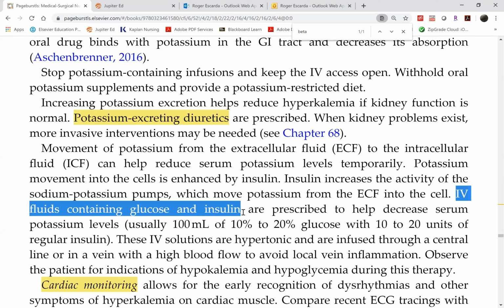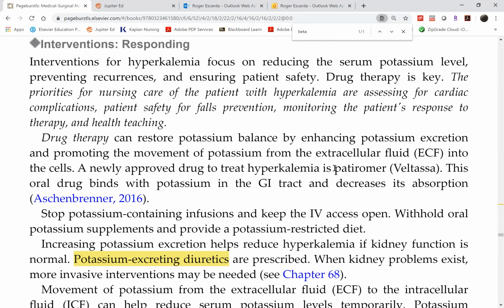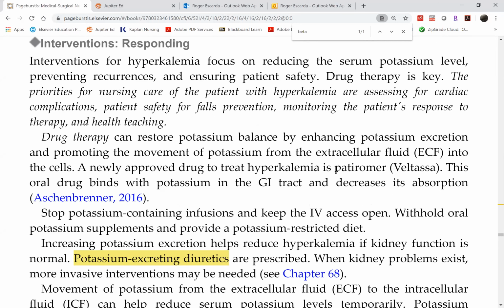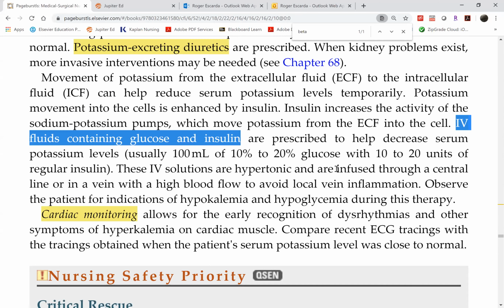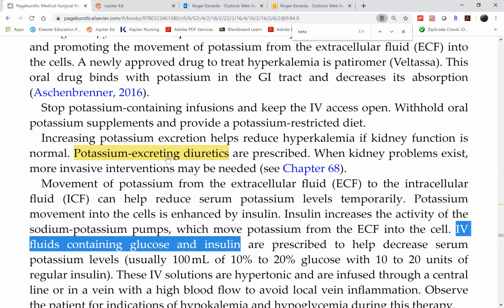However, like I said, this is only a temporary effect. So this will buy you maybe 2 hours, just the duration of the insulin given IV. After the insulin wears off, the potassium will go back outside into the bloodstream again, at which time the Kayexalate or this Patiromer right here would have worked. Meaning it will buy you time until your potassium excreting diuretics or your potassium excreting resins, which is Kayexalate, work.